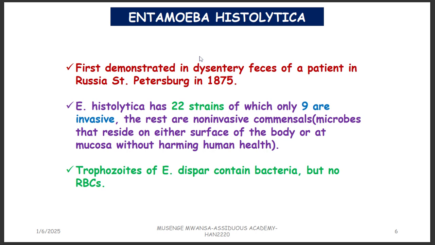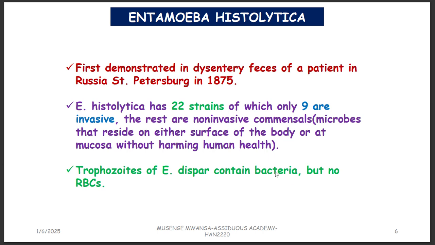Entamoeba histolytica, when you look at the trophozoite of Entamoeba histolytica, inside the trophozoite, there are red blood cells. In other words, this parasite ends up engulfing, phagocytosing our red blood cells. But the trophozoite of Entamoeba dispar does not have any red blood cells. But Entamoeba dispar can eat bacteria.